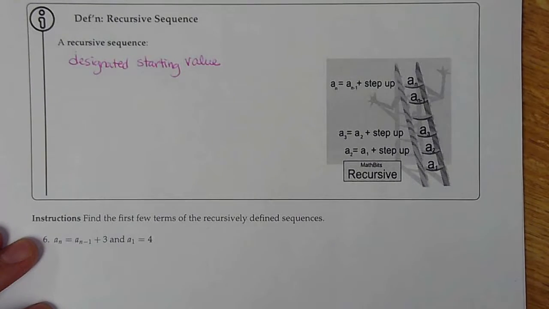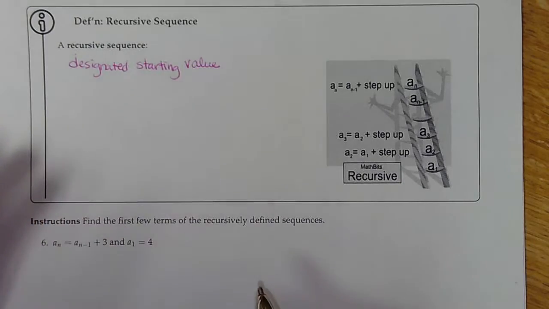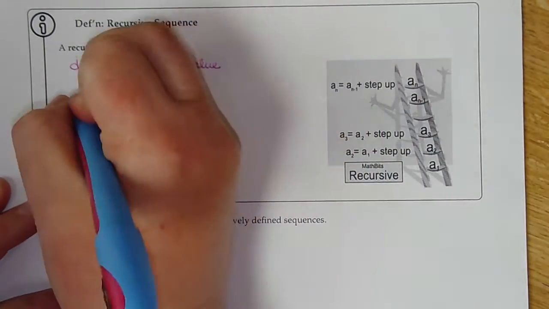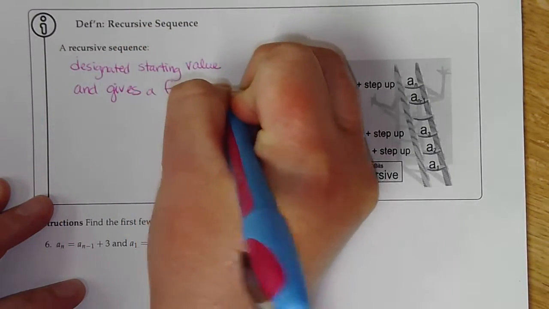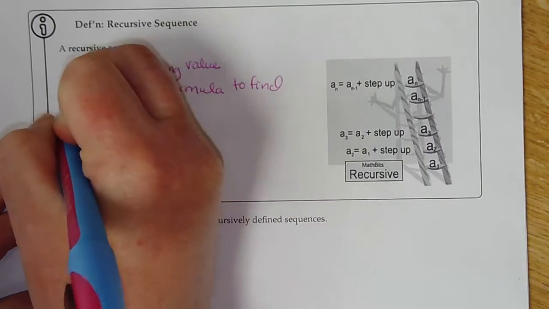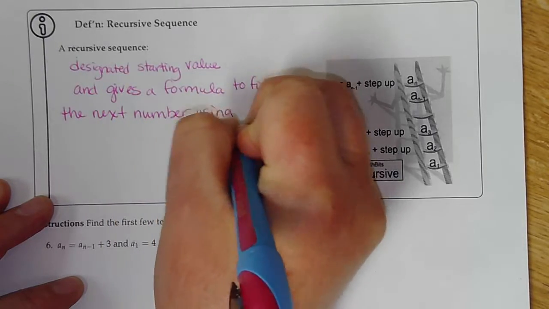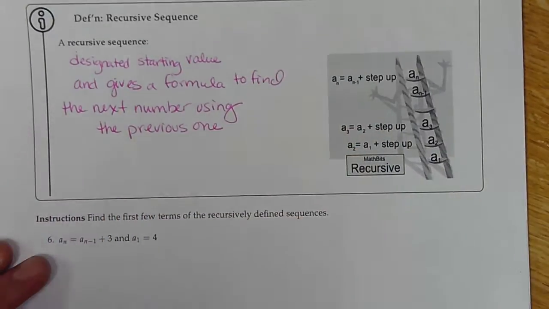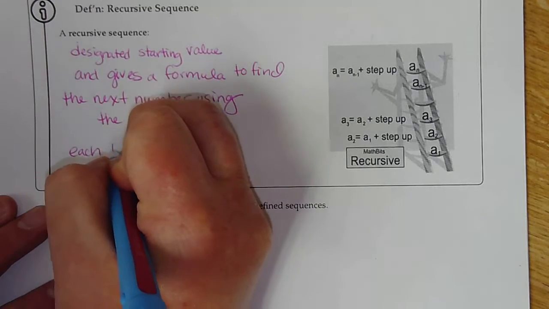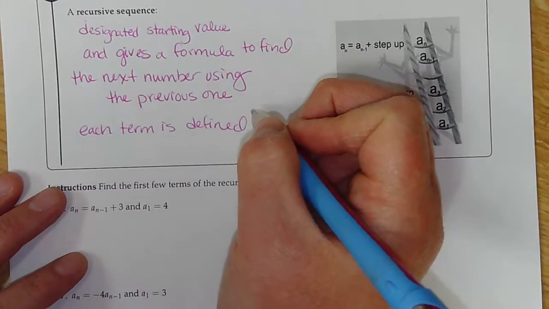Right, we're going to look at what's called a recursively defined sequence. A recursive sequence has a designated starting value, and then you're given a formula to find the next number using the previous one. Another way of saying that is that each term is defined as a function of the previous term.